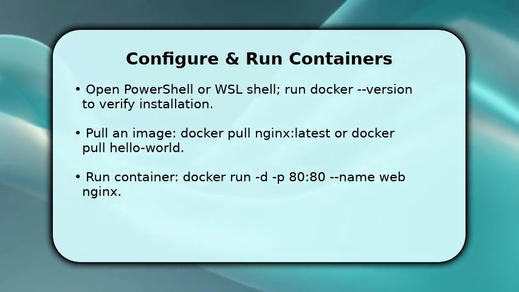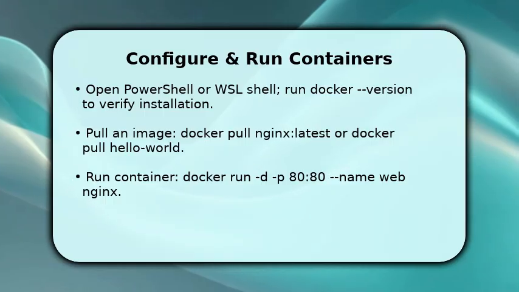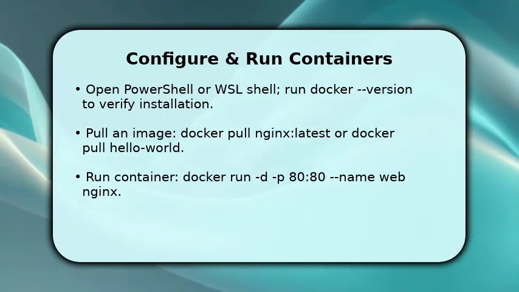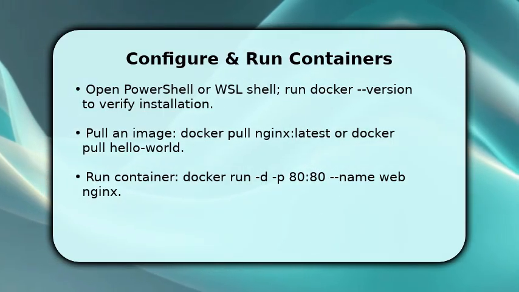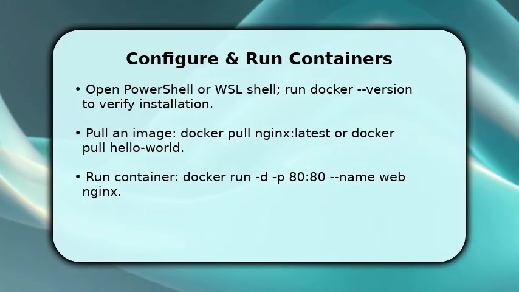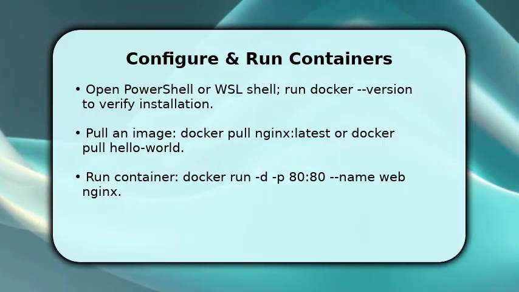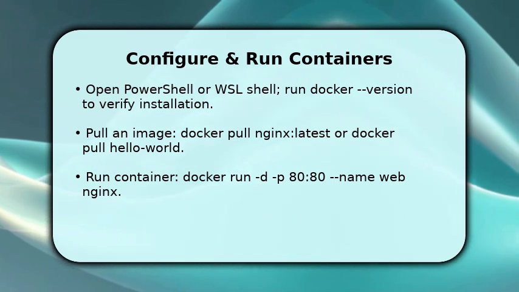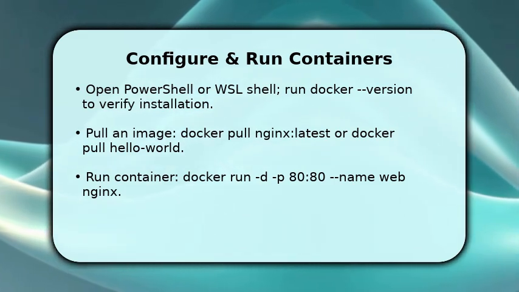After pulling, run a container with docker run -d -p 80:80 --name web nginx to map ports and detach. Make sure to inspect logs with docker logs and view running containers with docker ps. This sequence shows why mapping ports and names matters for access and management.